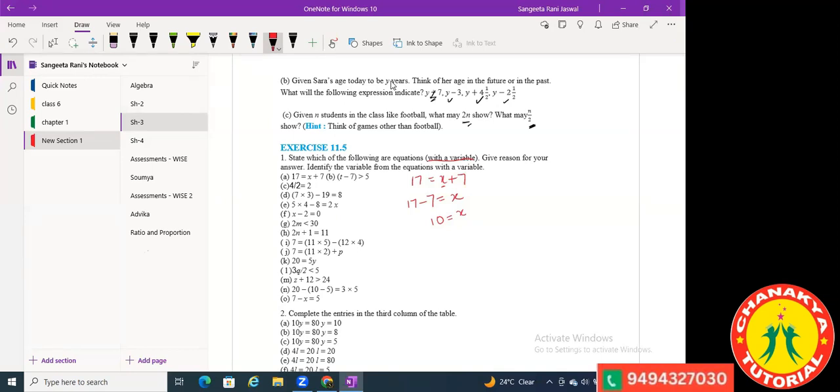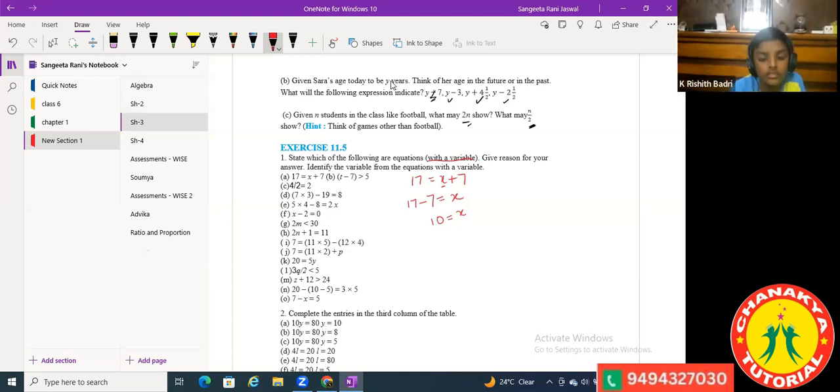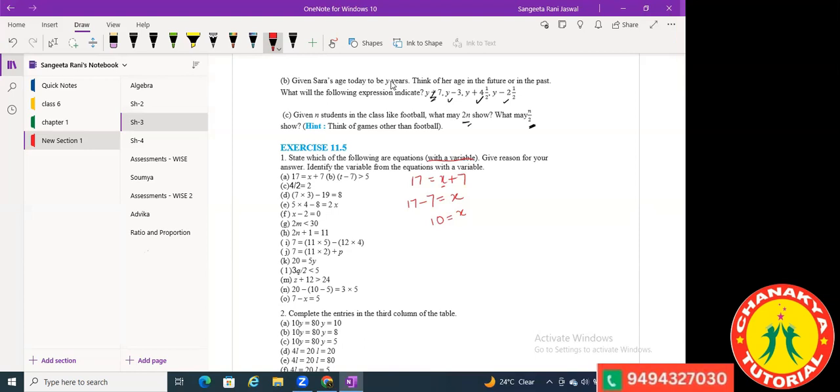x minus 2 equals 0. So this is an equation. Yes, ma'am. It's an equation. Yes. And there is a variable also. Shivani, try and be on time, okay?